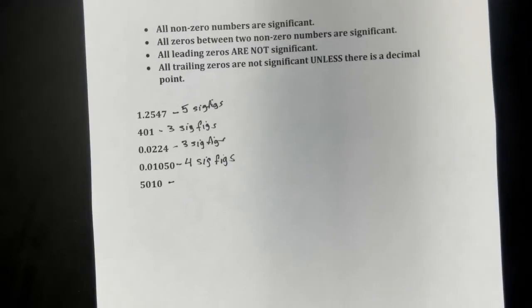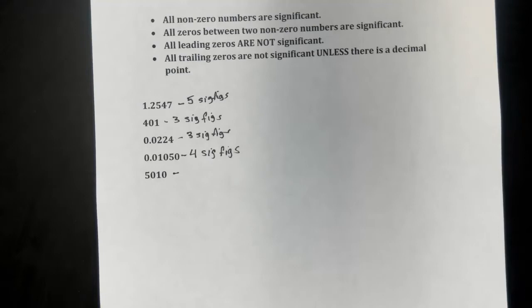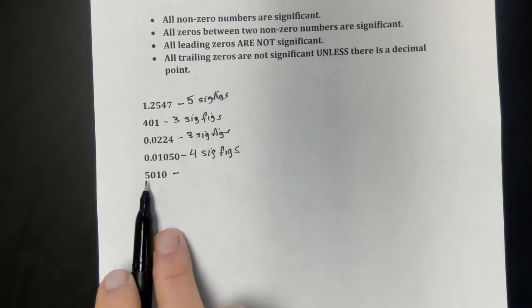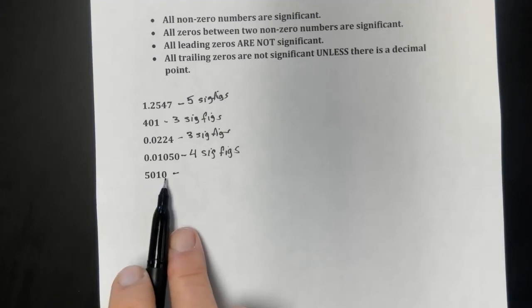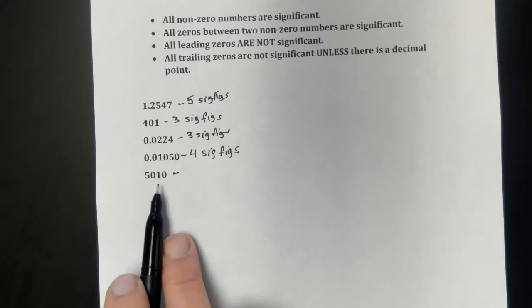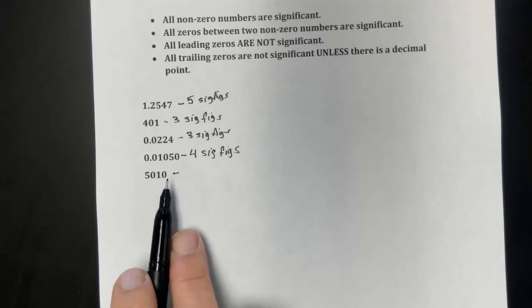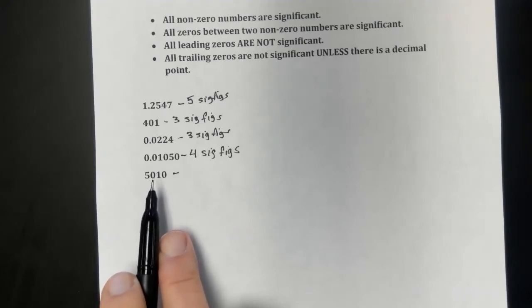All right, and the last one. This 0 is in between two non-zero numbers, so that 0 is significant. This is a trailing 0, and there's no decimal point, so that trailing 0 is not significant. There are only 3 significant figures in this number.